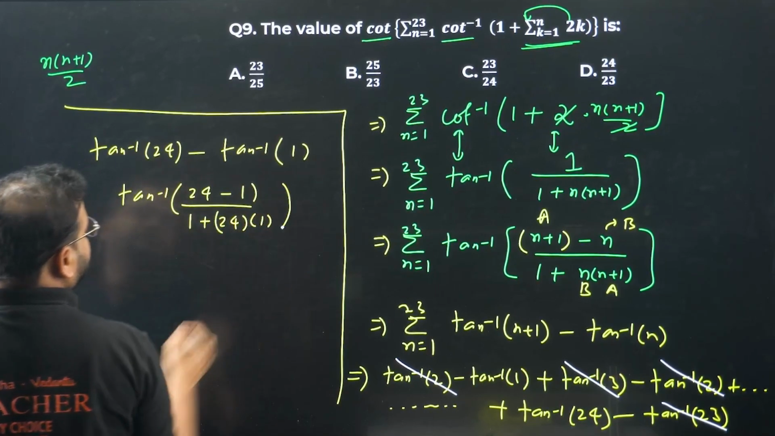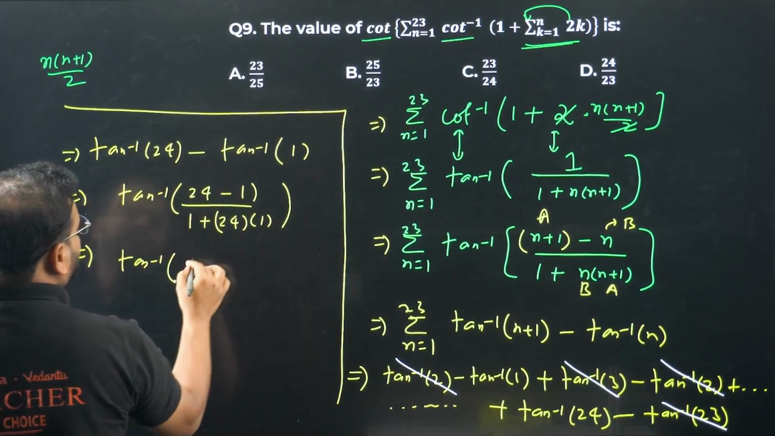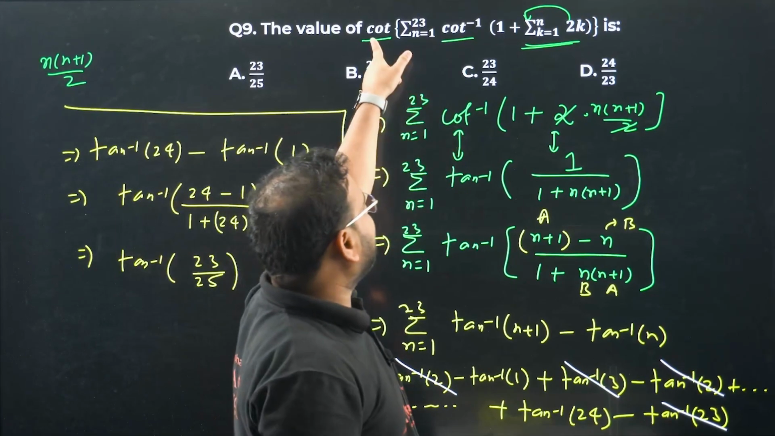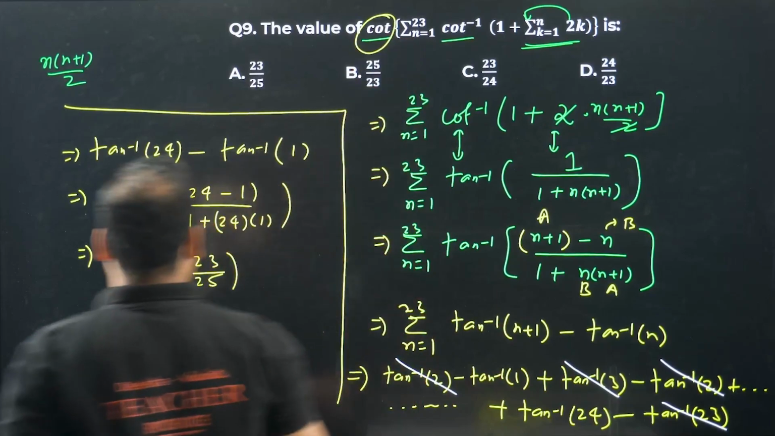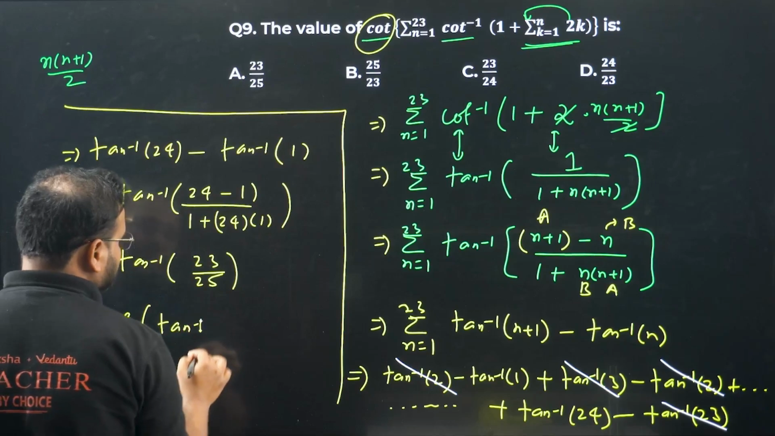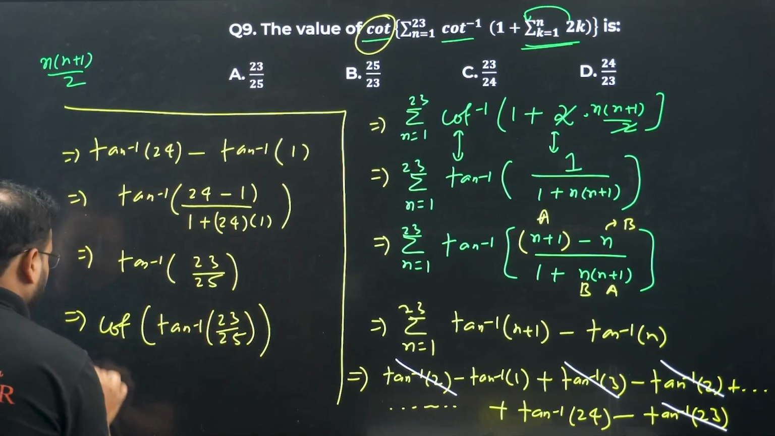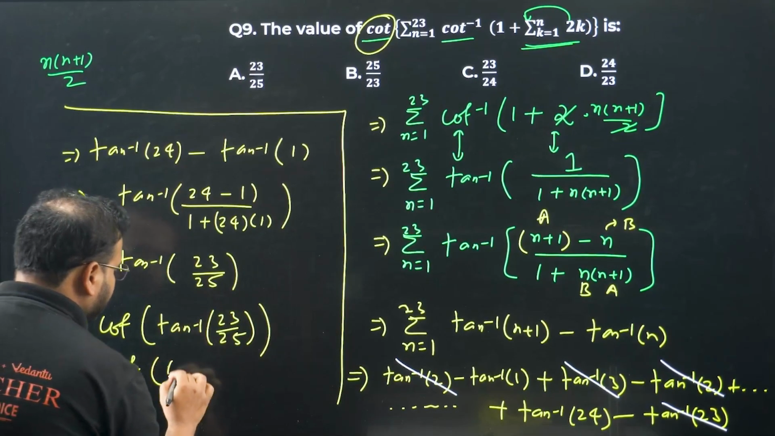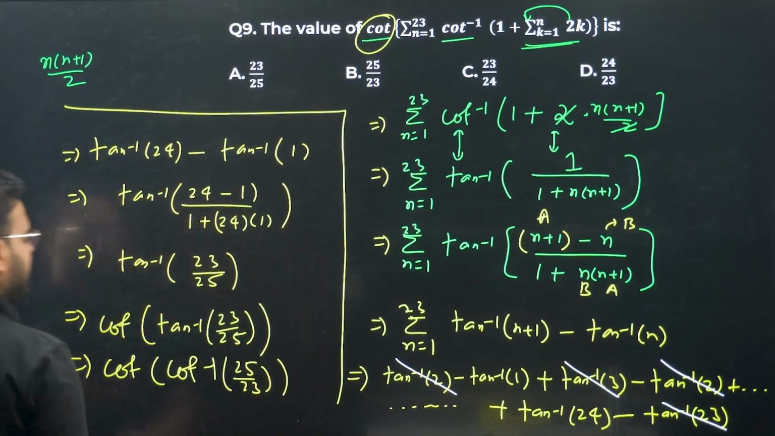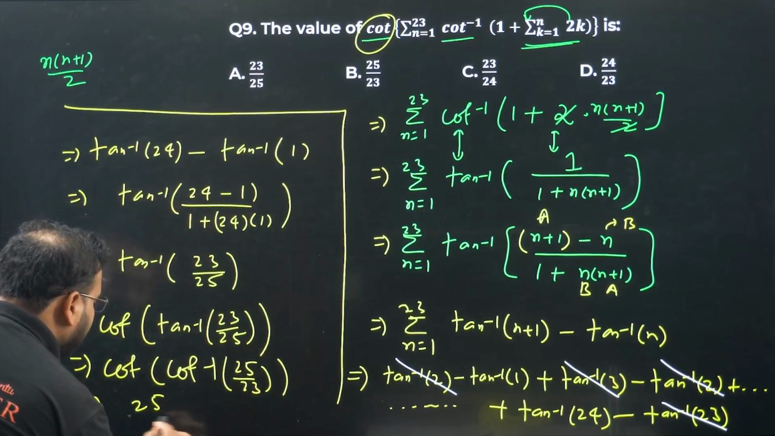What do I get for this step? Tan inverse of 23 by 25. Okay. So this is still the summation part. I still have this cot outside. Apply this cot now. So I get cot of tan inverse of 23 by 25. Apply tan inverse in terms of cot. Write the statement again. So cot inverse becomes 25 by 23. Please check. Cot and cot inverse will cancel each other. My answer will simply be 25 by 23.